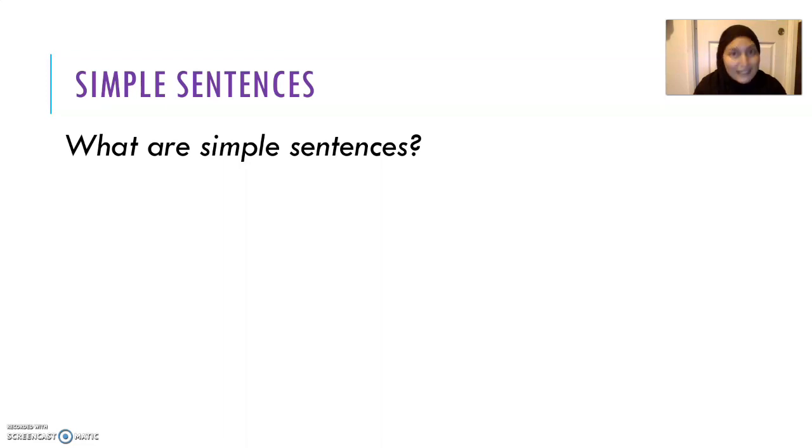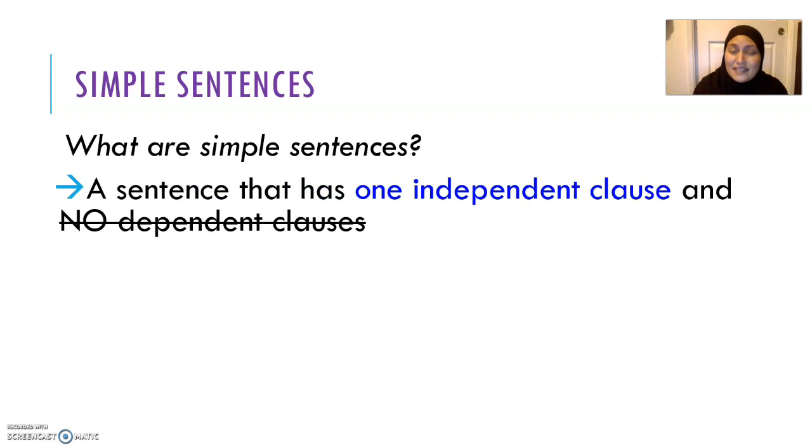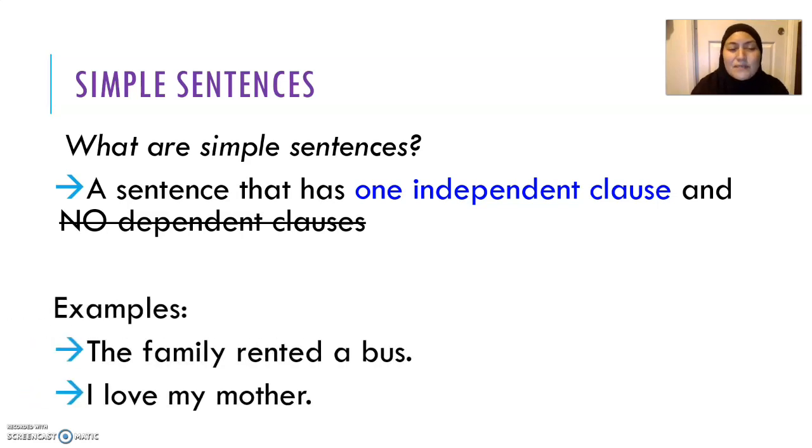And you might be wondering, again, what are simple sentences? A simple sentence is a sentence that has one independent clause and no dependent clauses. So we just talked about what those two types of clauses are, right? A simple sentence only has one independent clause, no dependent clauses. So here are some examples.